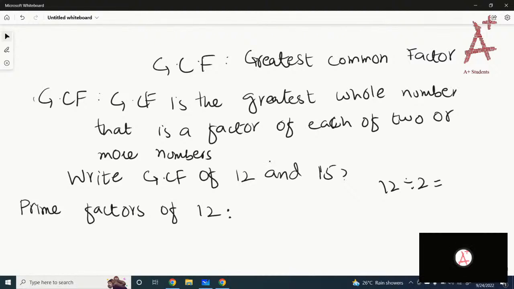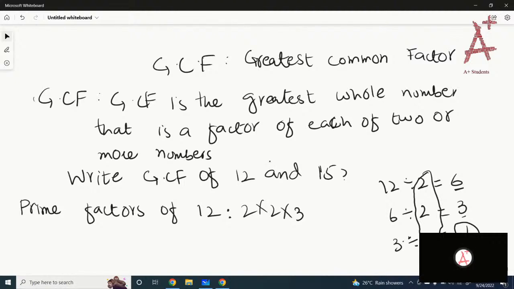So 12 divided by 2 is 6. Again, you have to divide this number by the smallest prime number, that is 2. 6 divided by 2 is 3. You can divide the number repeatedly until you get the quotient 1. Got it? So divide 3 by the smallest prime number, that is 3. So 3 divided by 3 is 1. Now you have 1, you can stop here. These numbers are the prime factors. So the prime factors of 12 are 2 times 2 times 3.